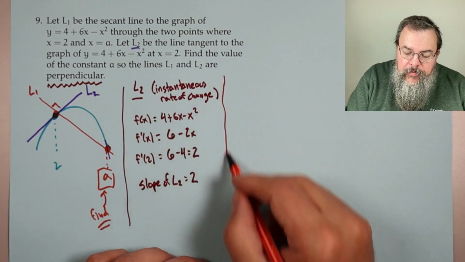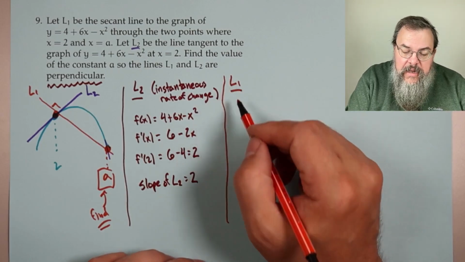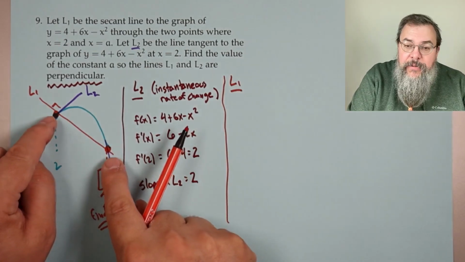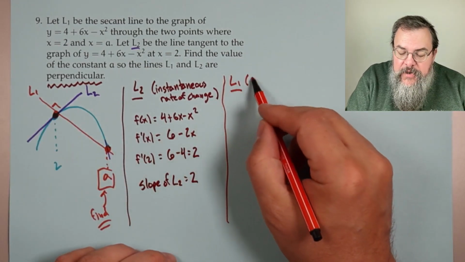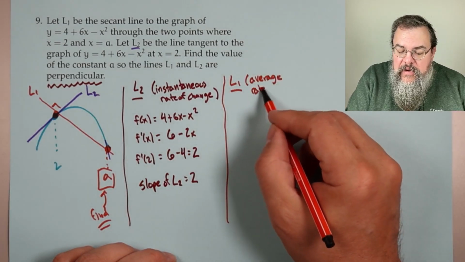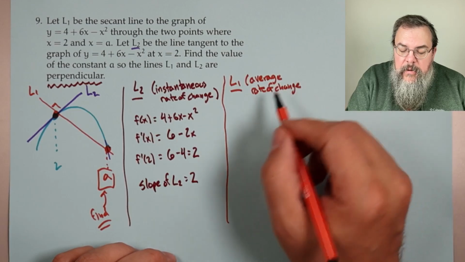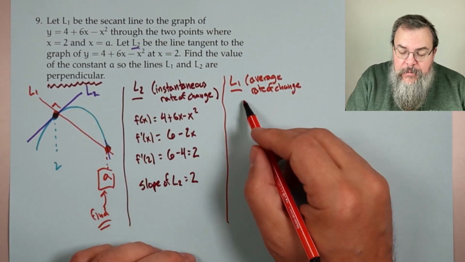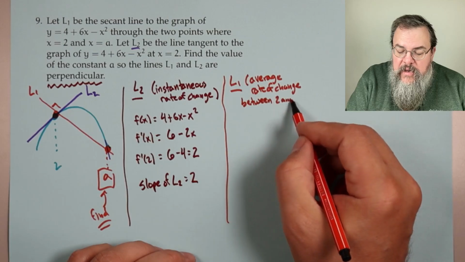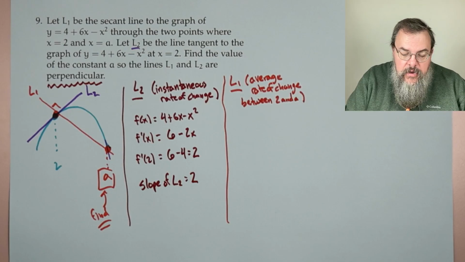Now, L1, what is that? Well, it's a secant line. So when we talk about secant lines, we're comparing at two different points. And this is really average rate of change. So we say, okay, it's an average rate of change. And in this case, we have to know between where? Well, between 2 and a. All right. So we say, okay, good.